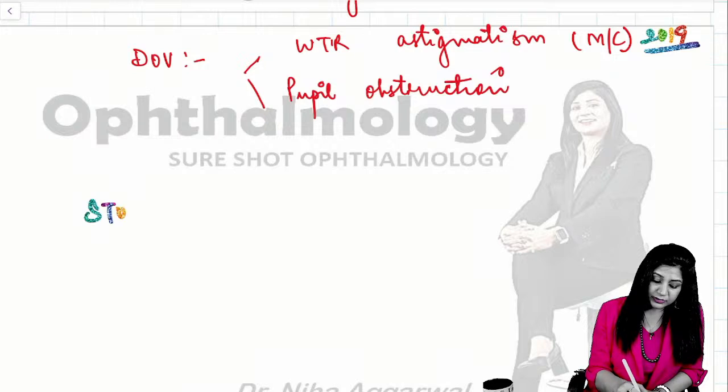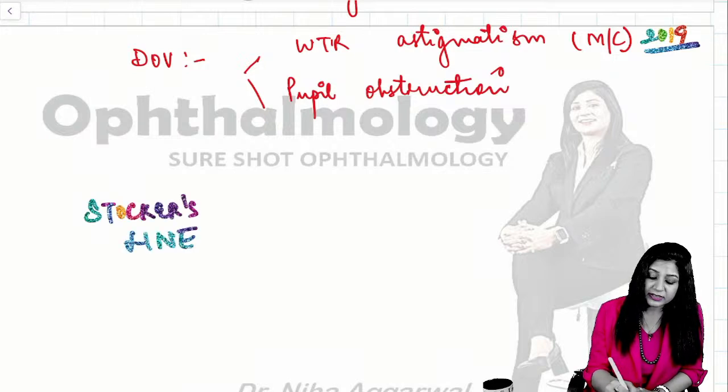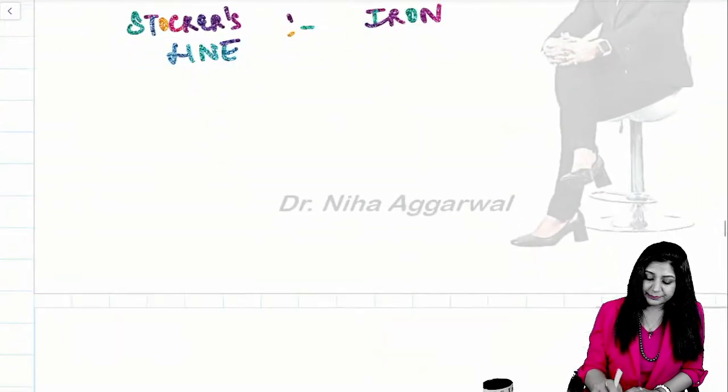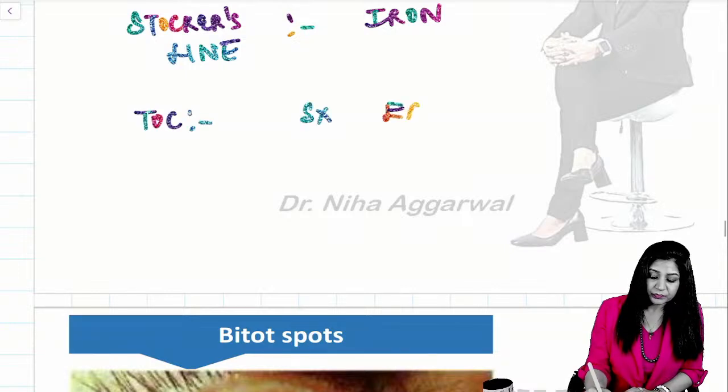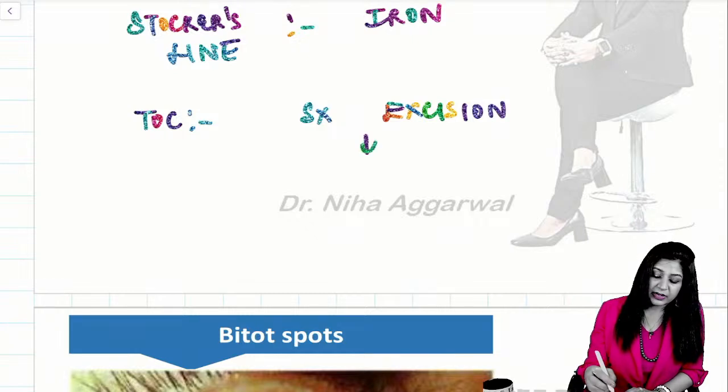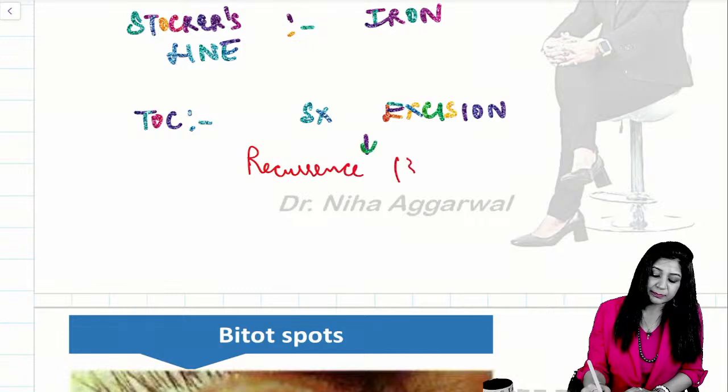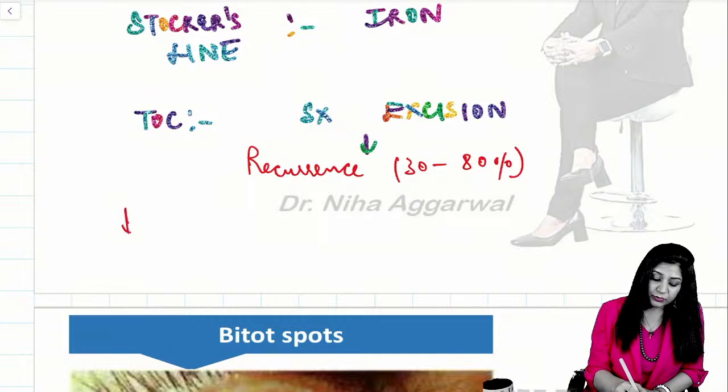Then you are getting a Stalker's line. Another important thing here is the Stalker's line. Stalker's line mein you are getting the iron deposition. And another important thing is the treatment. Treatment mein surgical excision. Surgical excision we have to do, but here we will have a lot of recurrence. So how much recurrence can we have? It is up to 80% recurrence, and we can reduce this recurrence by mitomycin C.